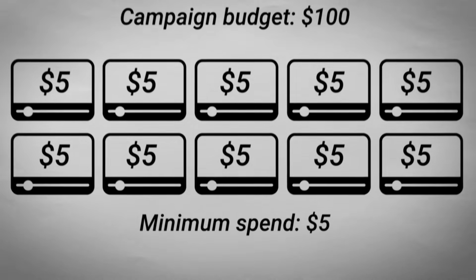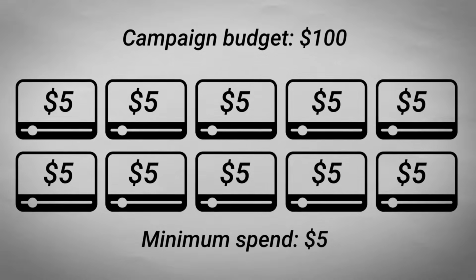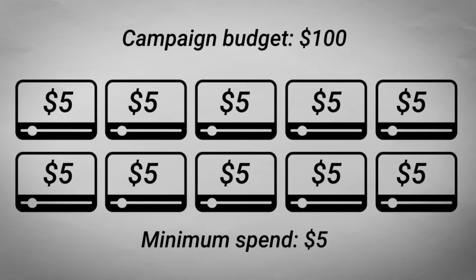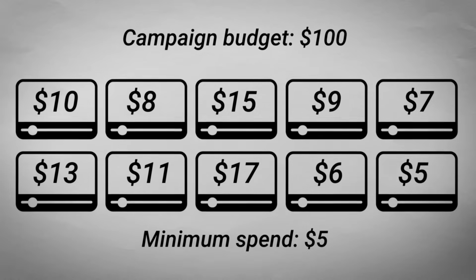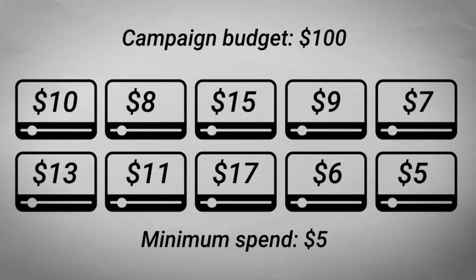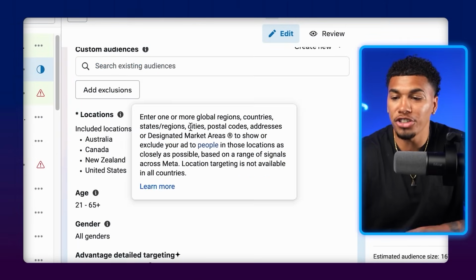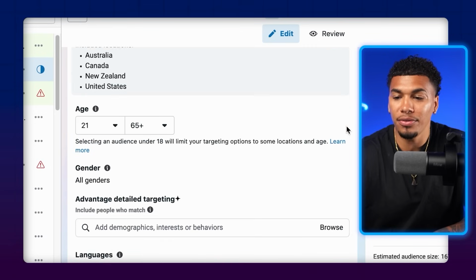But remember, your campaign is at $100. So it's gonna take that other $50 and spread it across the best performing ad sets possible. So you might have some spending $10, $8, $15, but no matter what, they're gonna spend $5, so at least they get a fair spend. Now we're gonna come down to audience. Our countries are still gonna be the top 5 countries. We're gonna do age 21 through 65, all genders.